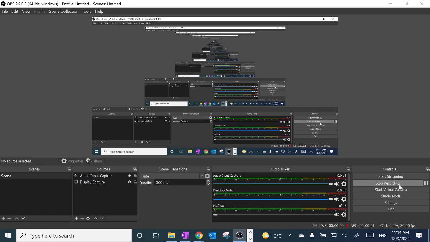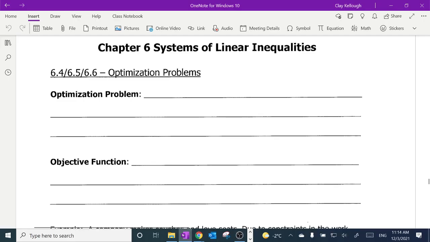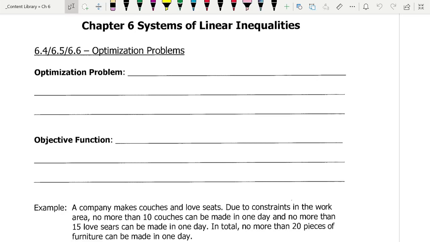All right, this is the last new lesson for Chapter 6 for my grade 11 applied students. And all we're doing now is adding one new thing to our system of linear inequalities. We're adding optimization. How do we find an optimal answer? So we've got a couple of little definitions to do here first.